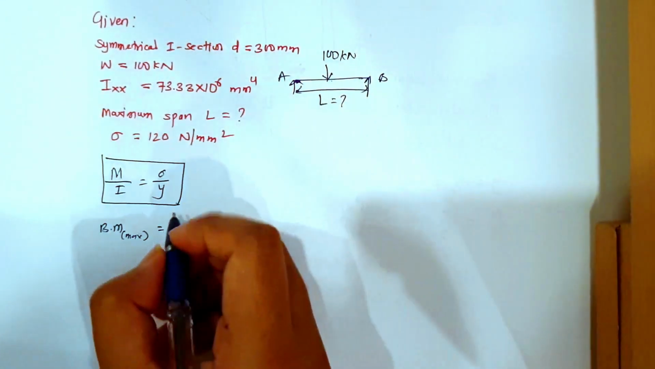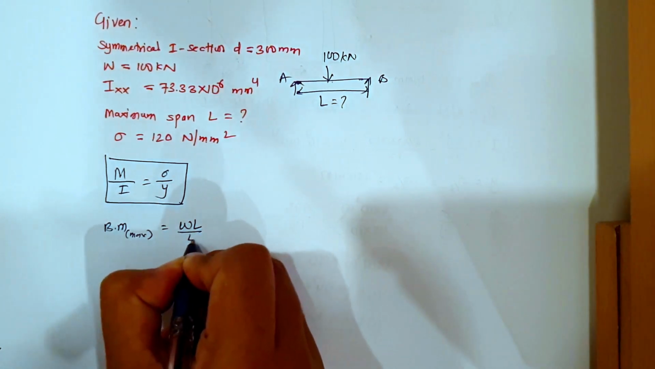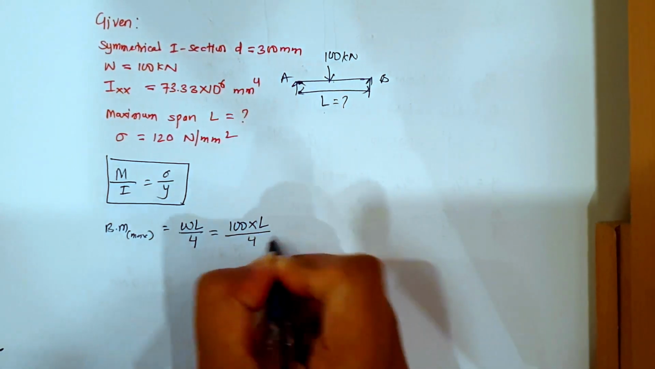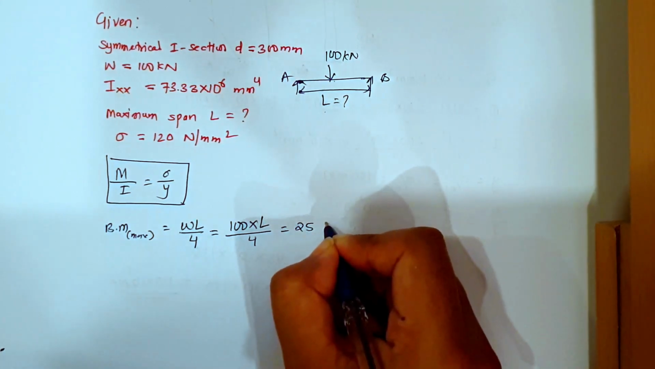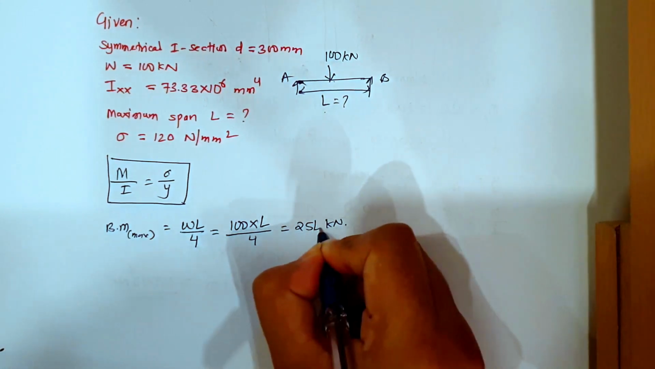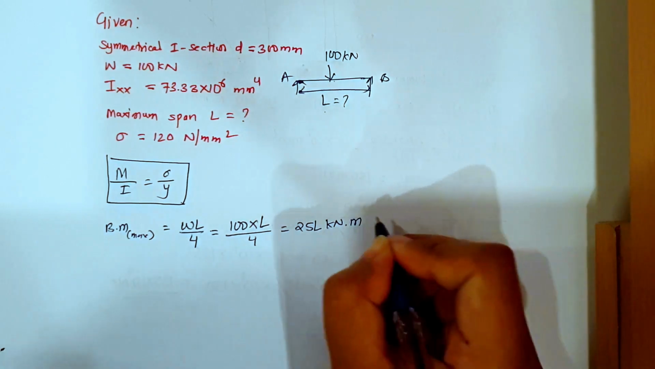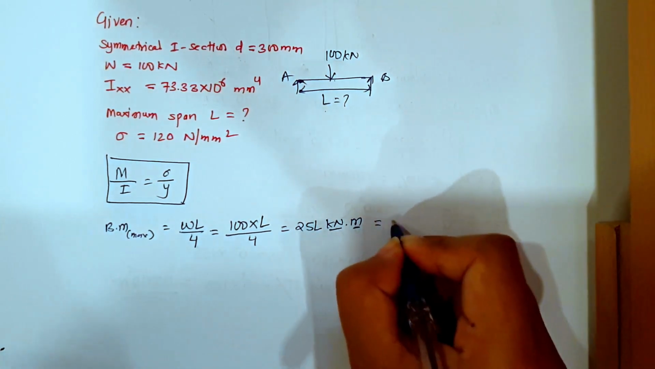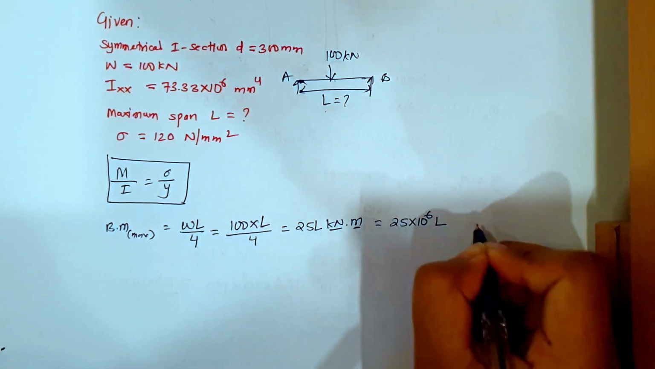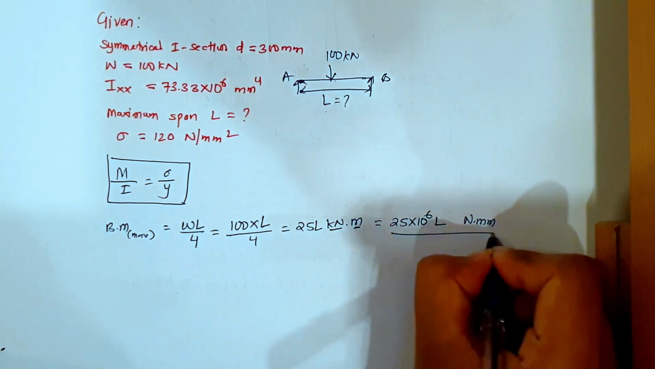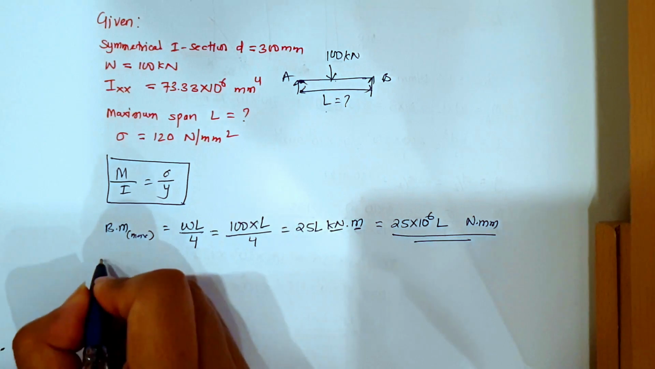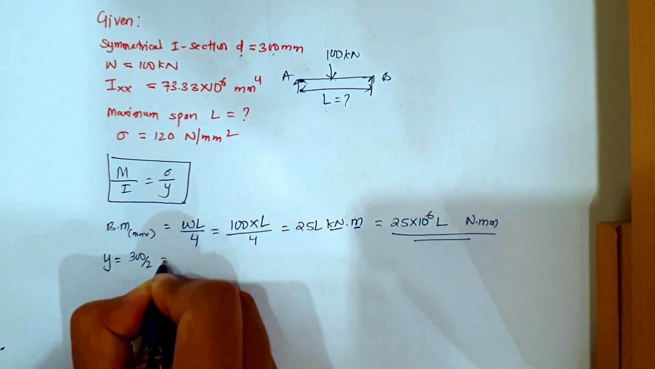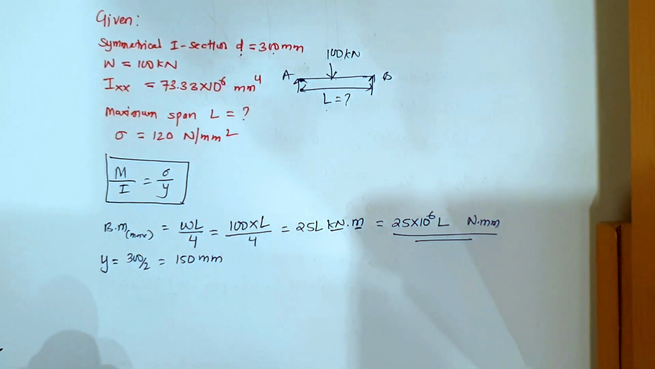The maximum will come at the center, WL by 4. So how much is W? W is 100. We do not know L, so leave it as L. So from here you get 25 kilonewton into L, with L in meters. Now, if you convert the kilonewton to newton and the meter to mm, you get 25 into 10 raised to power 6 L newton mm. This is what you will get. Okay, now from here let us find y. Total depth given is 300, so y will be 300 divided by 2, which comes equal to 150 mm.